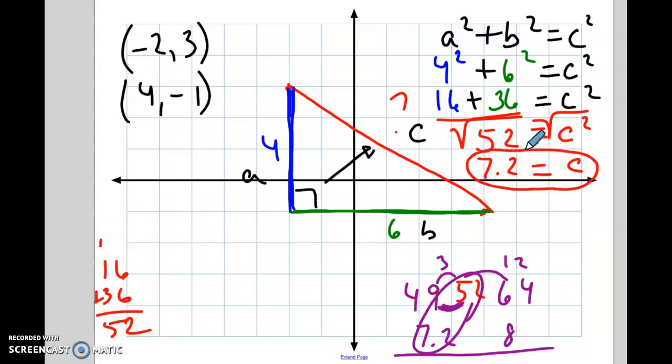And there we go. So if you try to find the distance between 2 points on a coordinate plane, you can plot those ordered pairs, connect them with a line, draw a right triangle around it, and then use the Pythagorean theorem with what you have.